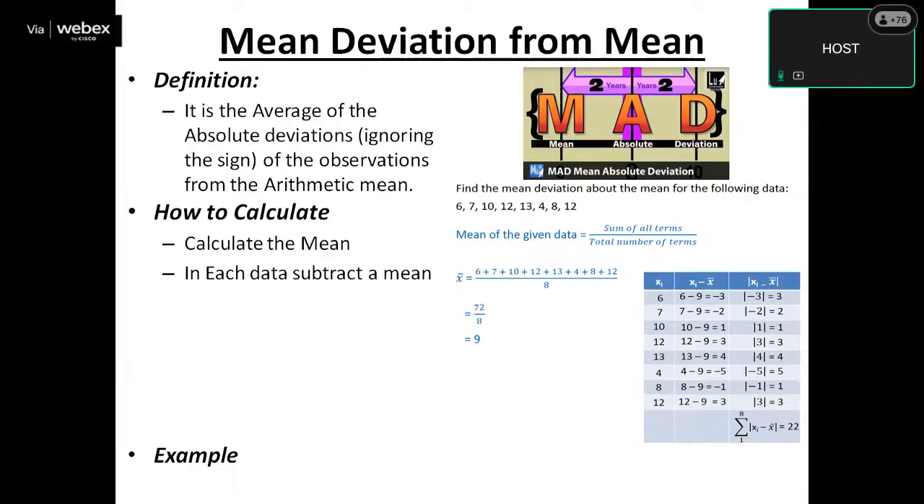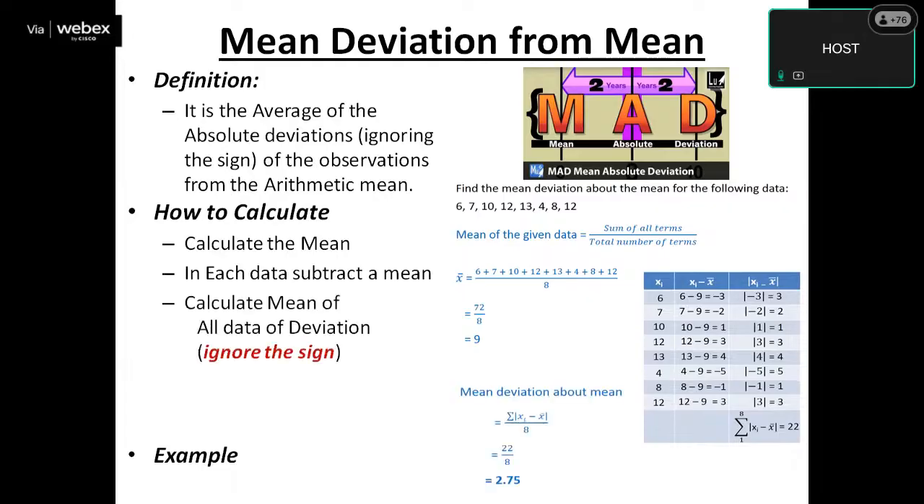of those deviations. But one thing we have to keep in mind is that we have to ignore the sign, because if we do not ignore the sign, the mean deviation from the mean is always 0. And that is why we have to ignore the minus sign in the mean deviation from the mean.